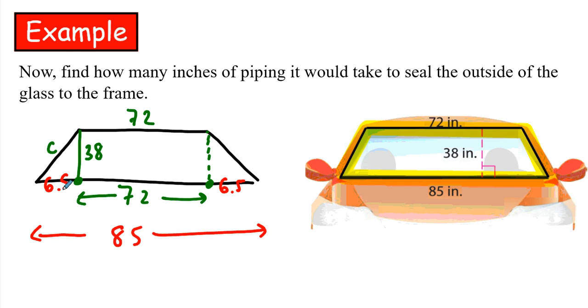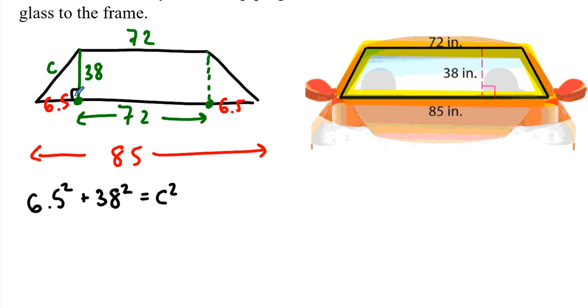Now I have a right triangle. I have a squared plus b squared equals c squared. So I have 6.5 squared plus 38 squared equals c squared. That's the Pythagorean theorem, because that's a right triangle.